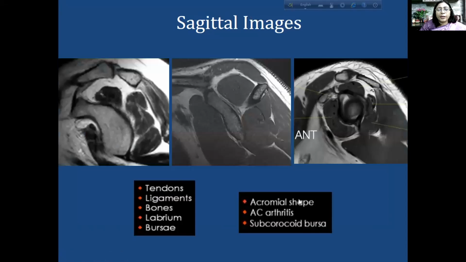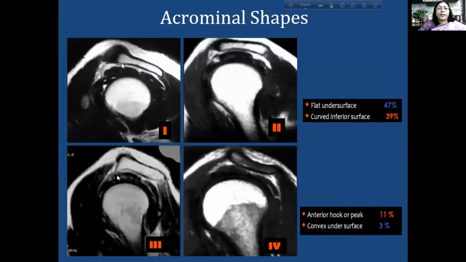The most important thing we have to look for in the sagittal image is the acromial shapes. There are 4 acromial shapes. In type 1, this is the flat inferior surface of the acromion. In type 2, there is a concave acromion surface. These two are sometimes considered normal variants. But in type 3, there is a hook-like projection seen in the acromion, and type 4 has a convex undersurface of the acromion, and these two are very notorious as they produce impingement on the supraspinatus muscle, resulting in degeneration which leads to tear.